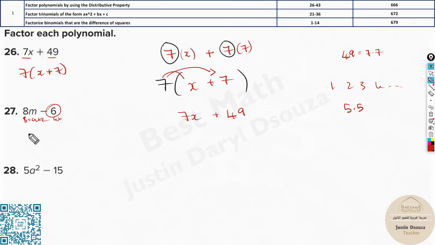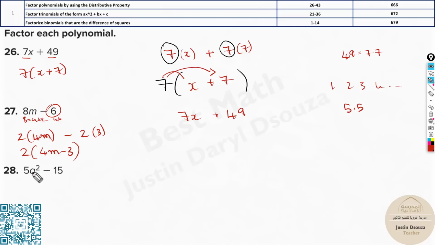Now what we can do is we can take out 2 or write in terms of 2. See, 2 times 4m will be 8m because 4 times 2 is 8. We can split it. And this is an even number. Even this can be written as 2 times 3. 2 times 3 is 6. And you can just remove this 2 common out. You'll have 4m minus 3. This would be the factored form.